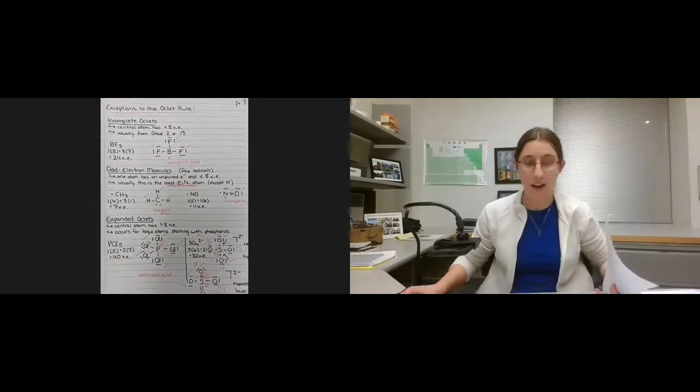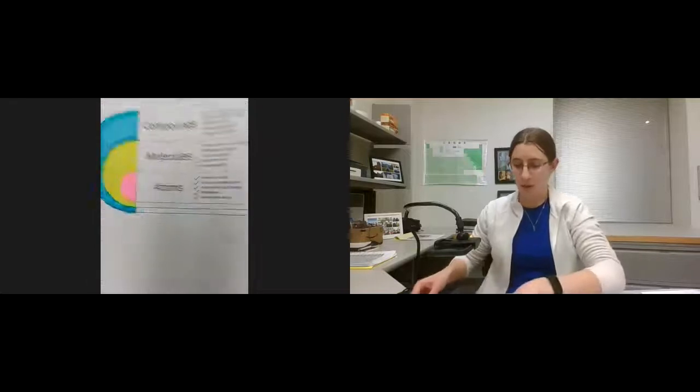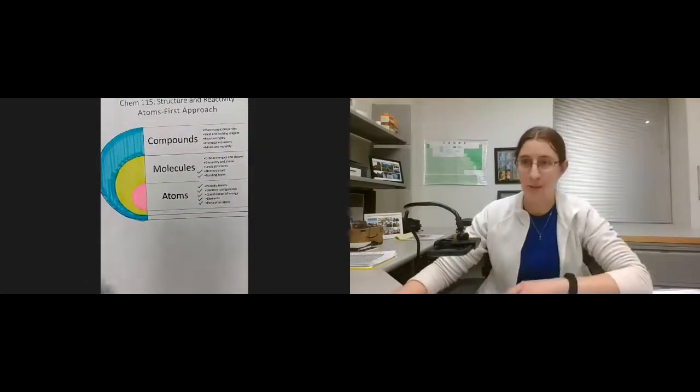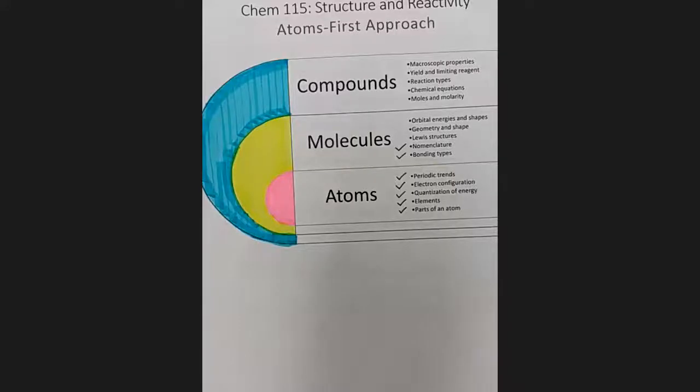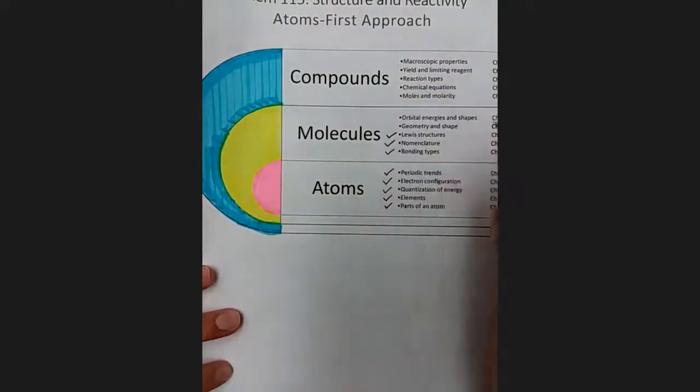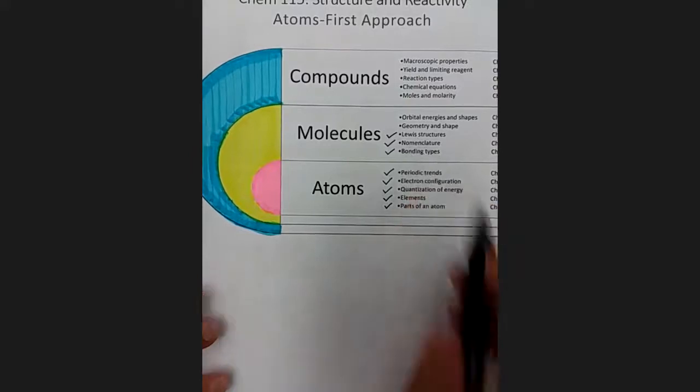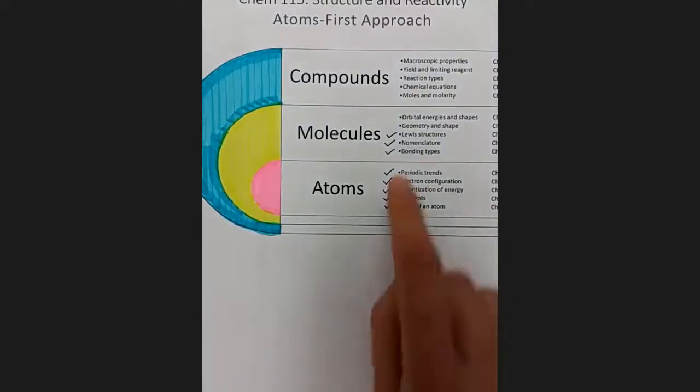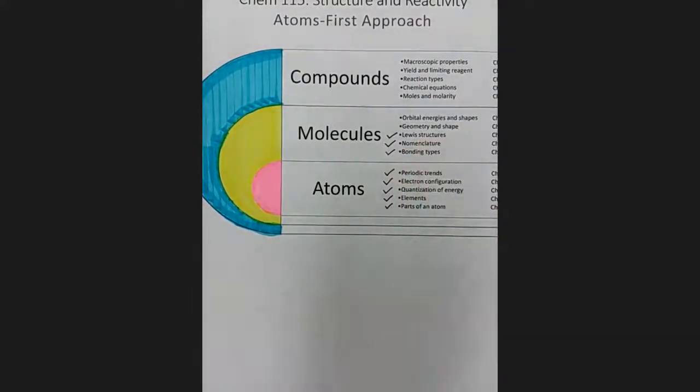So that is everything that you need to know about Lewis symbols and Lewis structures, and a couple of cases that don't quite fit into the rule. So let's go ahead and cross off Lewis structure on our atoms first graphic. There we are. So we've now learned about bonding types, nomenclature, and Lewis structures under molecules. We'll move on to geometry and shape next.